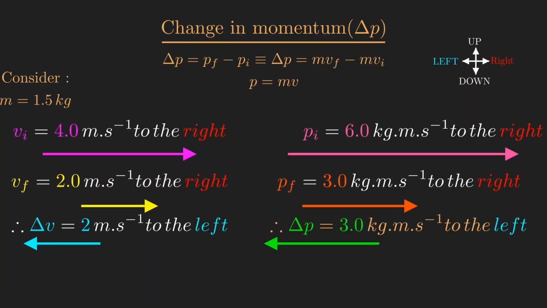And note that momentum is always in the direction of velocity, because mass is always positive. So momentum should always be in the direction of velocity. And so the change in momentum is in the direction of change in velocity. So this delta P of 3 is the same as scaling delta V, which is 2, by 1.5. And then that gives us this delta P.